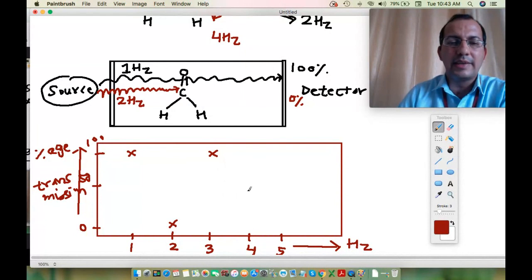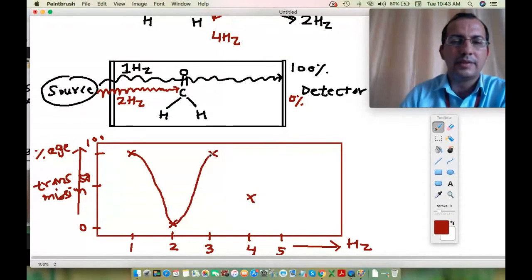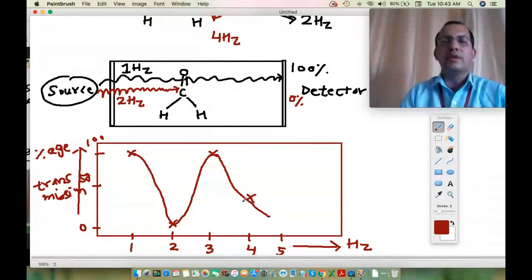At 4, let's say that it is partial. Then how will my curve go? I will attach it like this. It is going like this, and then this, then this. So this is the actual spectrum which is being viewed with the FTIR spectrometer.